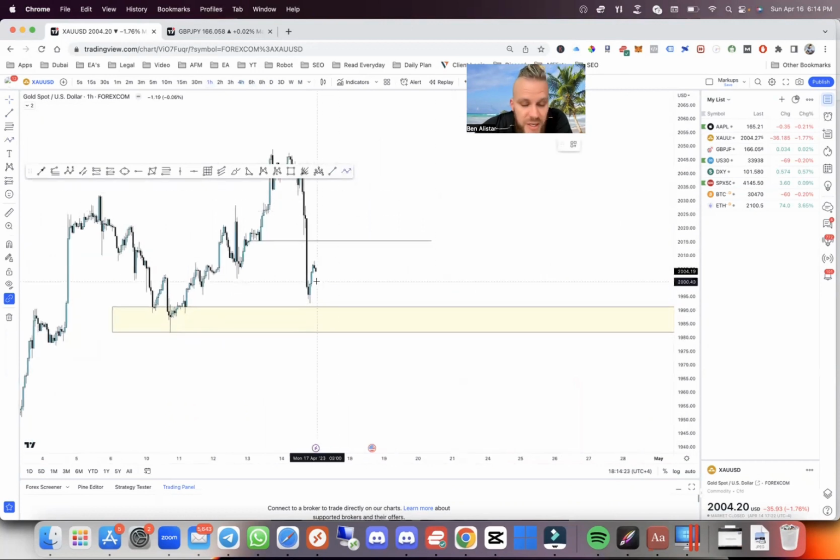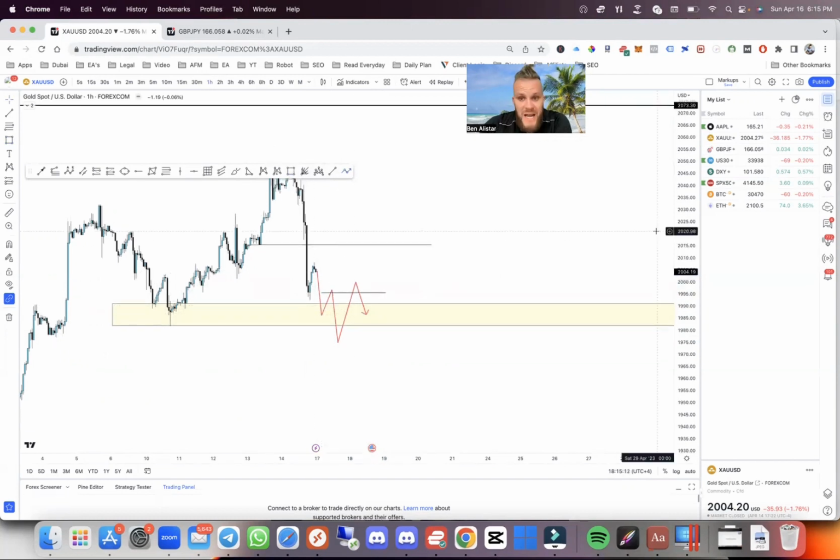So what I want to see here really is the hourly to push down, break structure again, weekly low to get swiped. Sorry, previous weekly low to get swiped. And then I want to see an hourly breaker structure. We see an hourly breaker structure here. That will confirm the bias that we've just spoken about on the higher time frame, lining up with the weekly, the daily, and the monthly for that potential continuation.